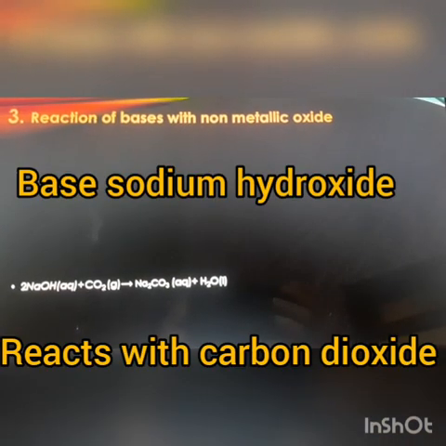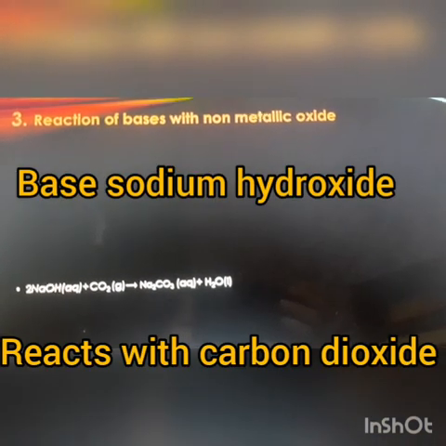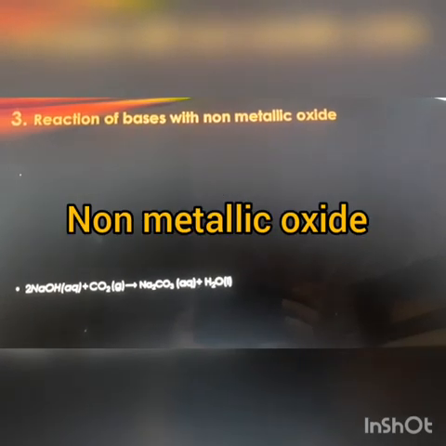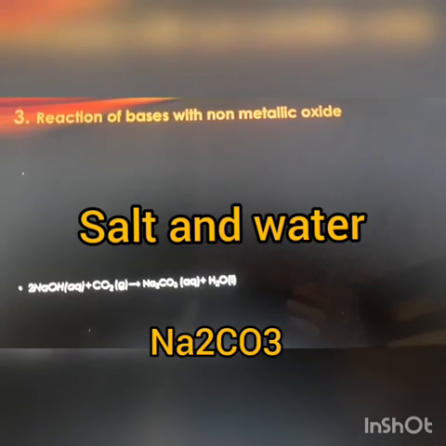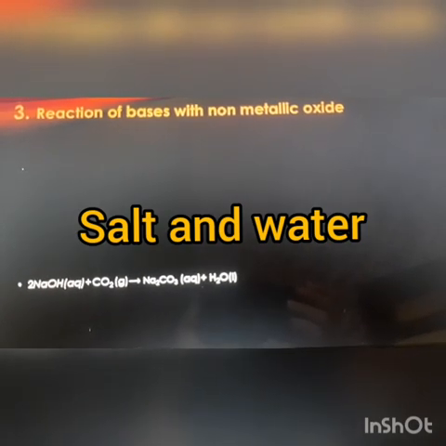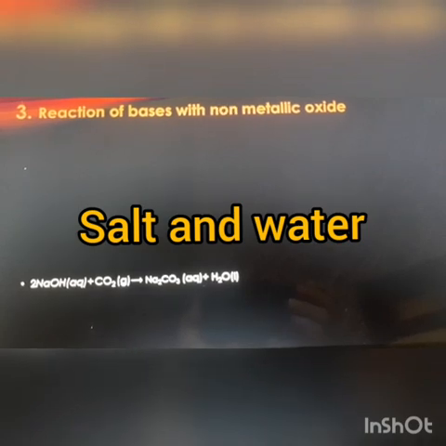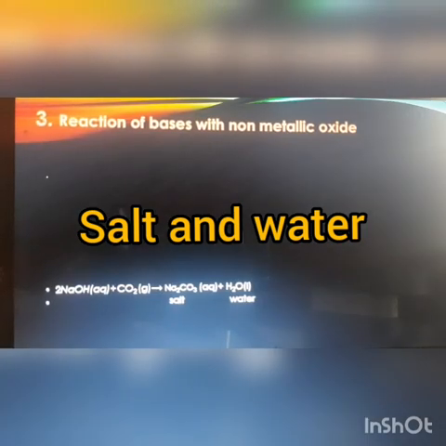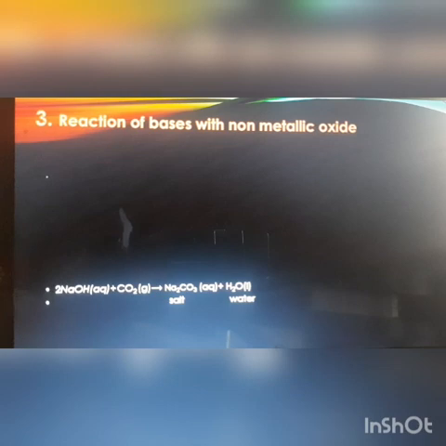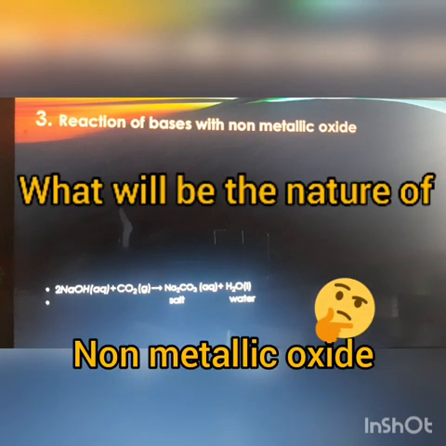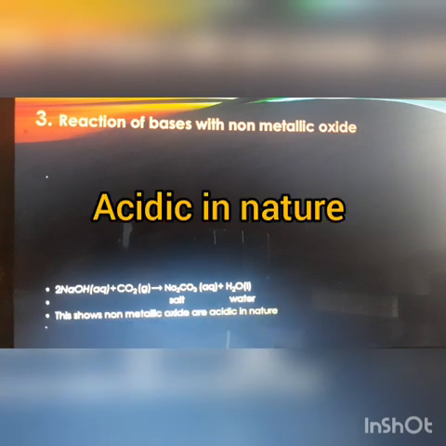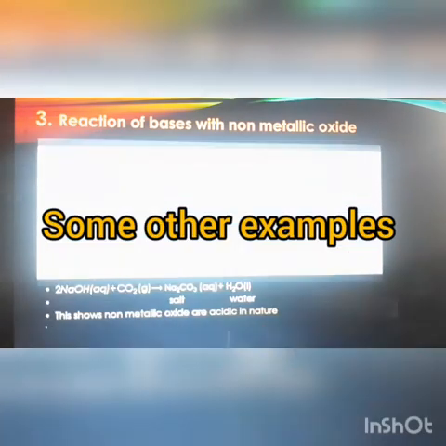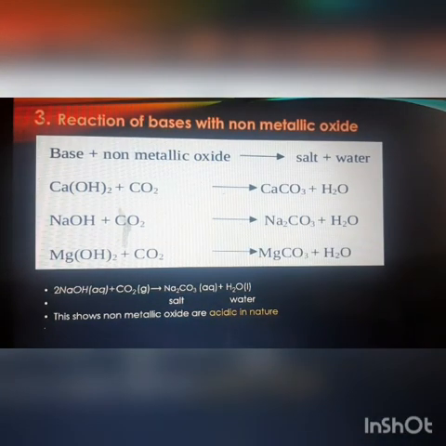Now sodium hydroxide, which is a base, when reacting with carbon dioxide, which is a non-metallic oxide, results in the formation of sodium carbonate and water. Sodium carbonate is a salt. When the bases react with the acid, they form salt and water. So what will be the nature of this carbon dioxide? Yes, students, the non-metallic oxides are generally acidic in nature. They behave like acids. So we can see other examples as well.